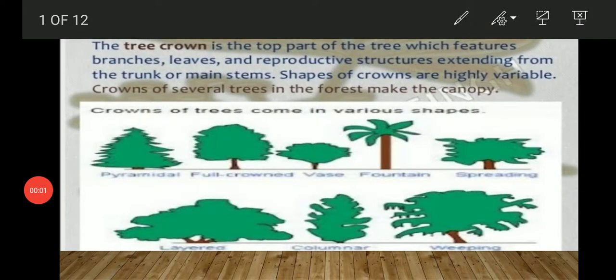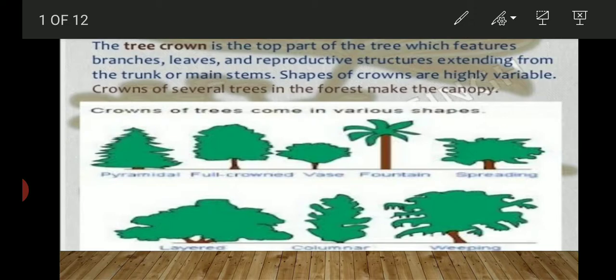Hello students. We were discussing chapter 15, forest. An area with a high density of trees is called a forest. And we have discussed the different layers of forest that include the forest floor layer, understory layer, canopy and emergent layer. And today we will discuss the crown of trees.